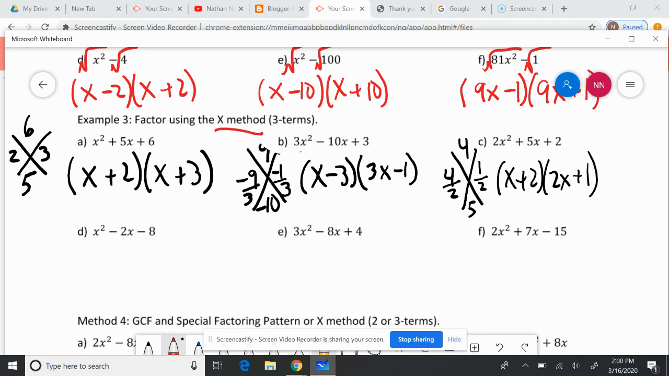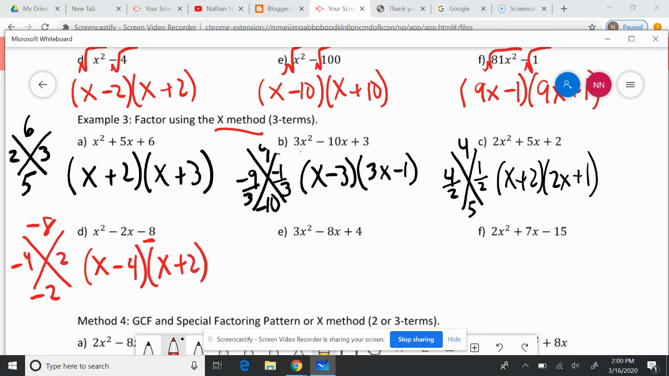And when we're looking at this, we're looking for two numbers that multiply together give us -8, add up to -2. That would be -4 and 2. So our answer is x minus 4 and x plus 2.